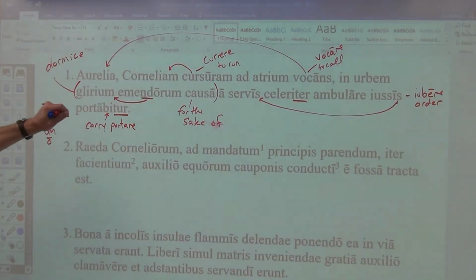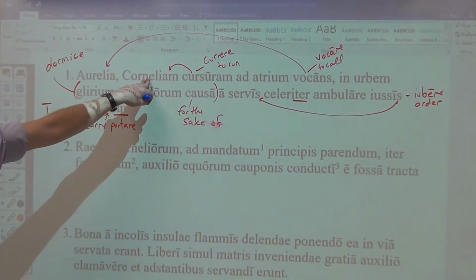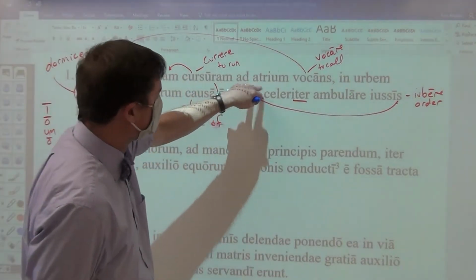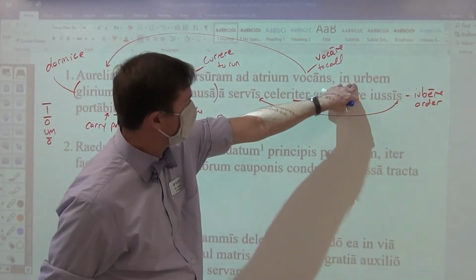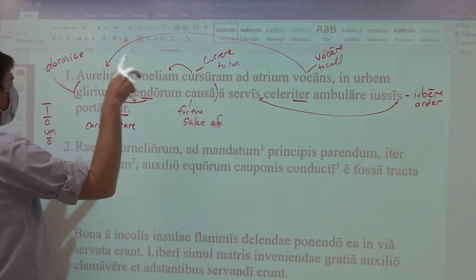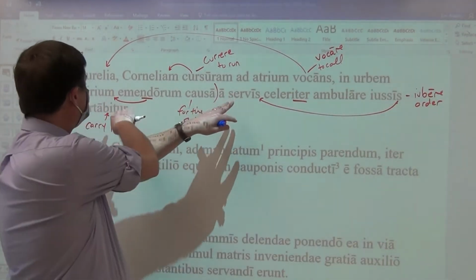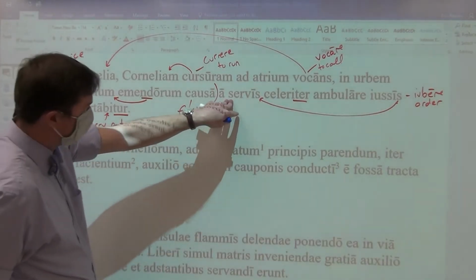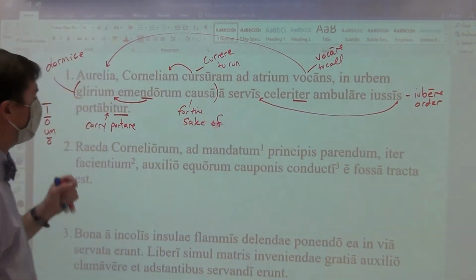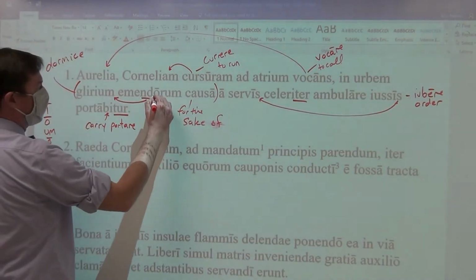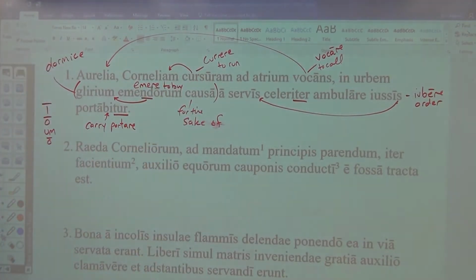So, I would translate in the following way. Aurelia, the one, Aurelia, causa, and Aurelia, the ones. And lastly, so you'll know about emendorum, this is from the verb emere, which means to buy. Now you will translate it.